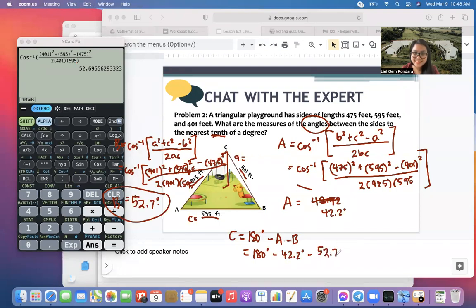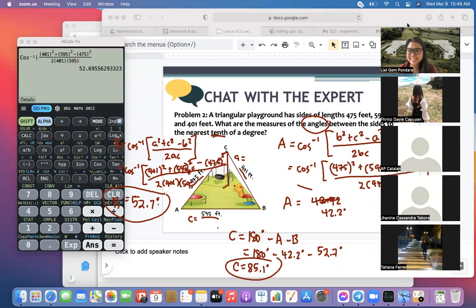There's an answer now. The answer is 85.1. Very good, Tatiana. Yes, the answer is 85.1 degrees. So, these are the answers. What are the angles of the sides? We have 42.2 degrees, 52.7 degrees, and 85.1 degrees. Any questions?